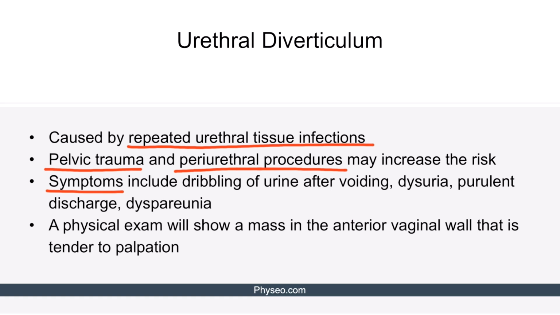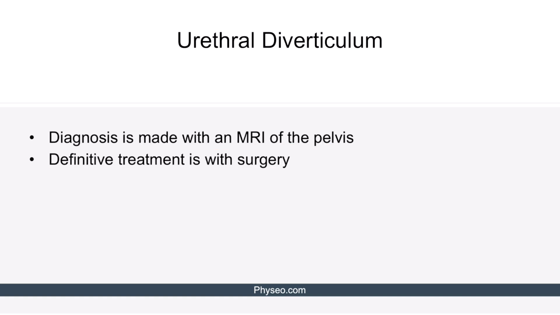So what do you see on exam? Well, you may be able to palpate a mass along the anterior vaginal wall, and it's usually tender. Now, the diagnosis of a urethral diverticulum can be made with an MRI of the pelvis. So even with a physical exam and a history that's consistent with a urethral diverticulum, you don't actually make the diagnosis officially until you get an MRI.